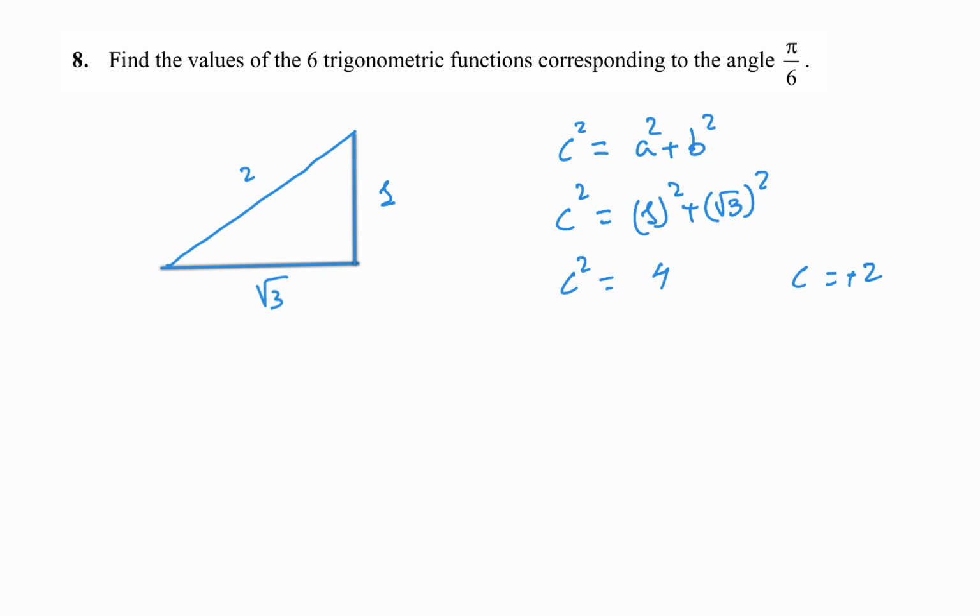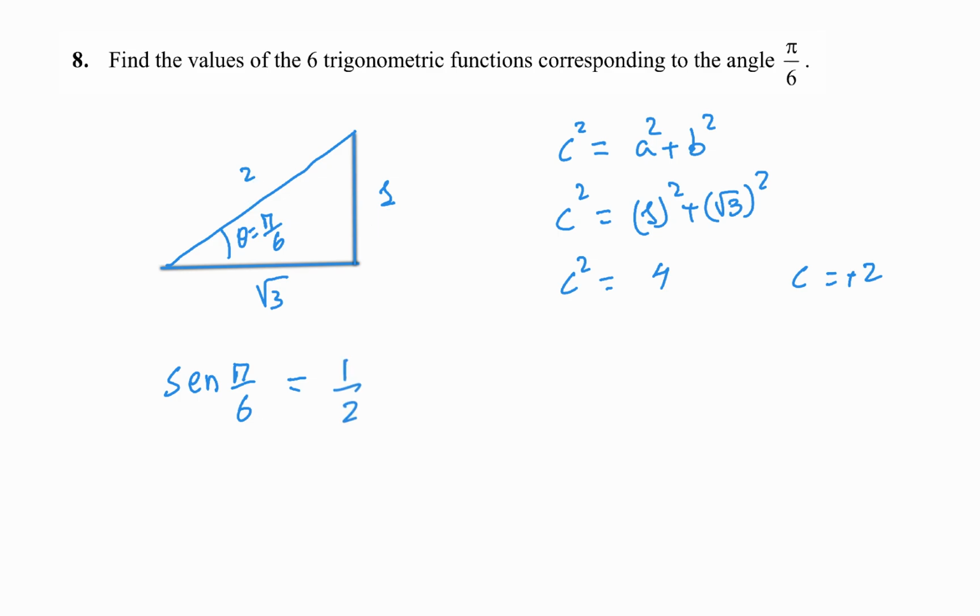So this is the right triangle. For this triangle, you need to know that theta equals pi divided by 6. And in degrees, what is pi divided by 6? Pi divided by 6 is 30 degrees. So it says, find the values of the 6 trigonometric functions. The first trigonometric function is sine of pi divided by 6. What will be the sine of pi divided by 6? Opposite divided by hypotenuse, 1/2.